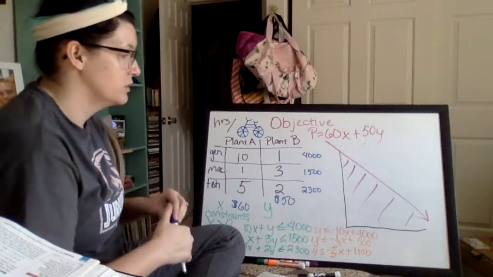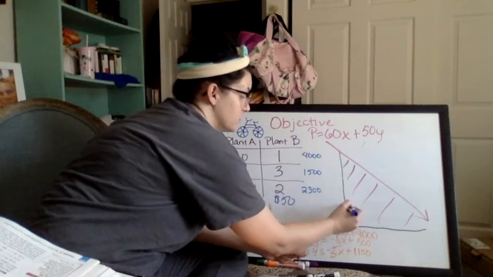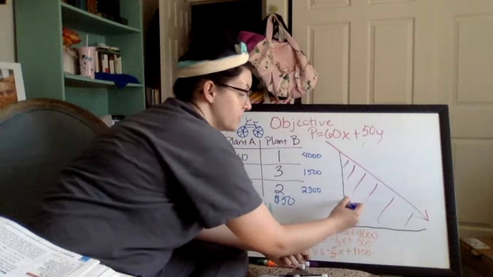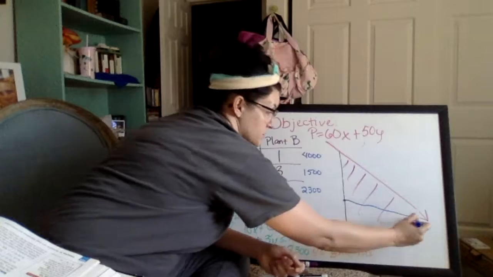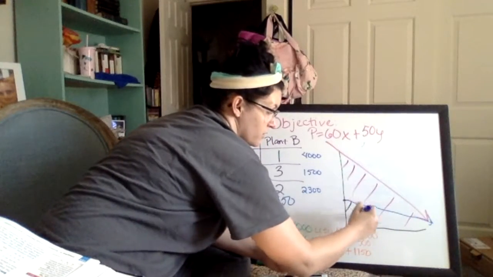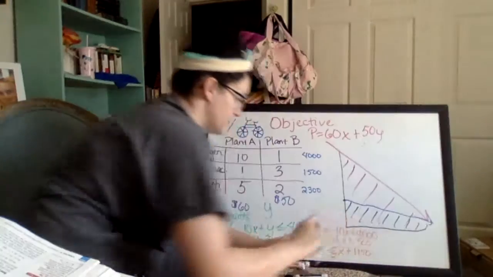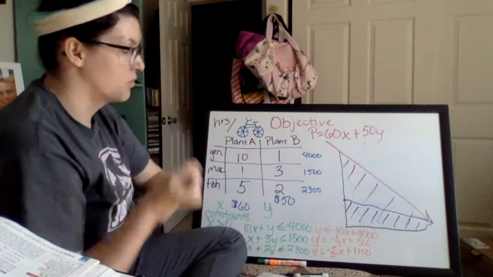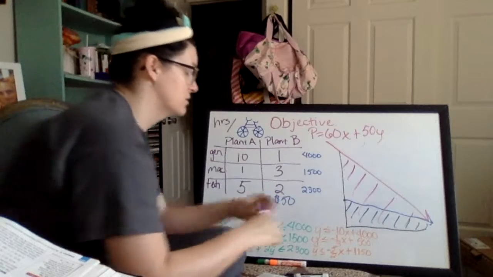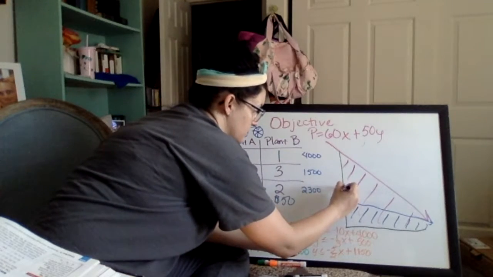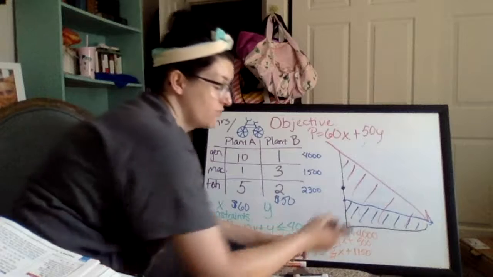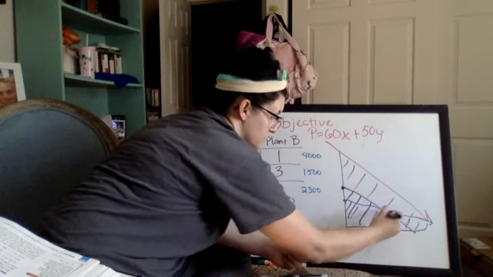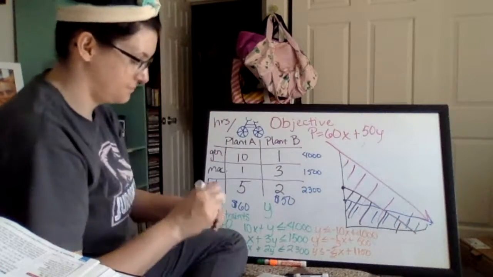Inequality 2 would come in at 500, right there. And it would be decreasing by 1/3. So a slope that's nowhere near as steep. And then this one, our y-intercept is 1150. And then it's negative 5/2.